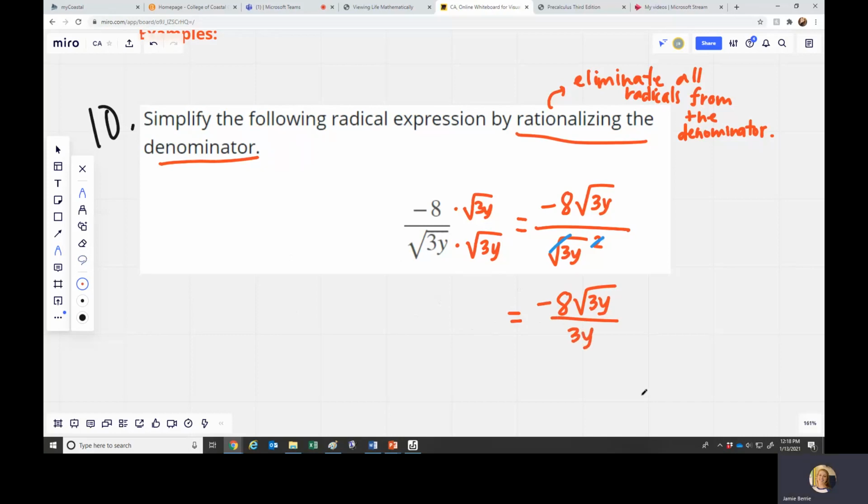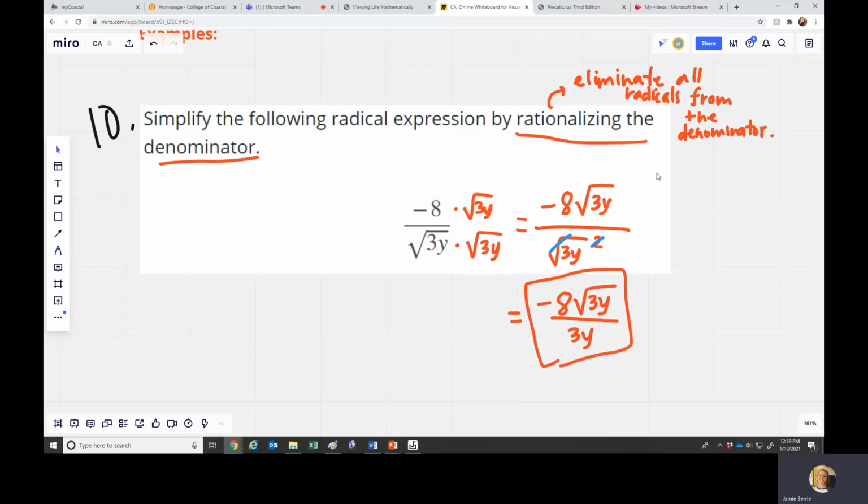And then you just make sure that there's nothing you could simplify. -8 and 3 do not have any common factors. -8 and y do not have any common factors. These can't cancel because one's inside of a radical. So you're done. This is our simplified answer.